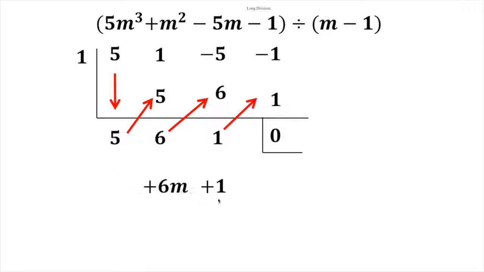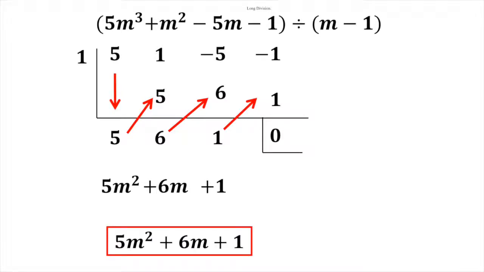Now I need to go higher. Okay, so this one didn't have any variable next to it. This one was a variable to the first power. This one's going to be a variable to the second power. So it's going to be 5m squared. So this is my answer here, 5m squared plus 6m plus 1. That's it. There is no remainder because my remainder was 0. And 0 divided by anything is always 0, so there is no remainder there. But this is my answer, 5m squared plus 6m plus 1.